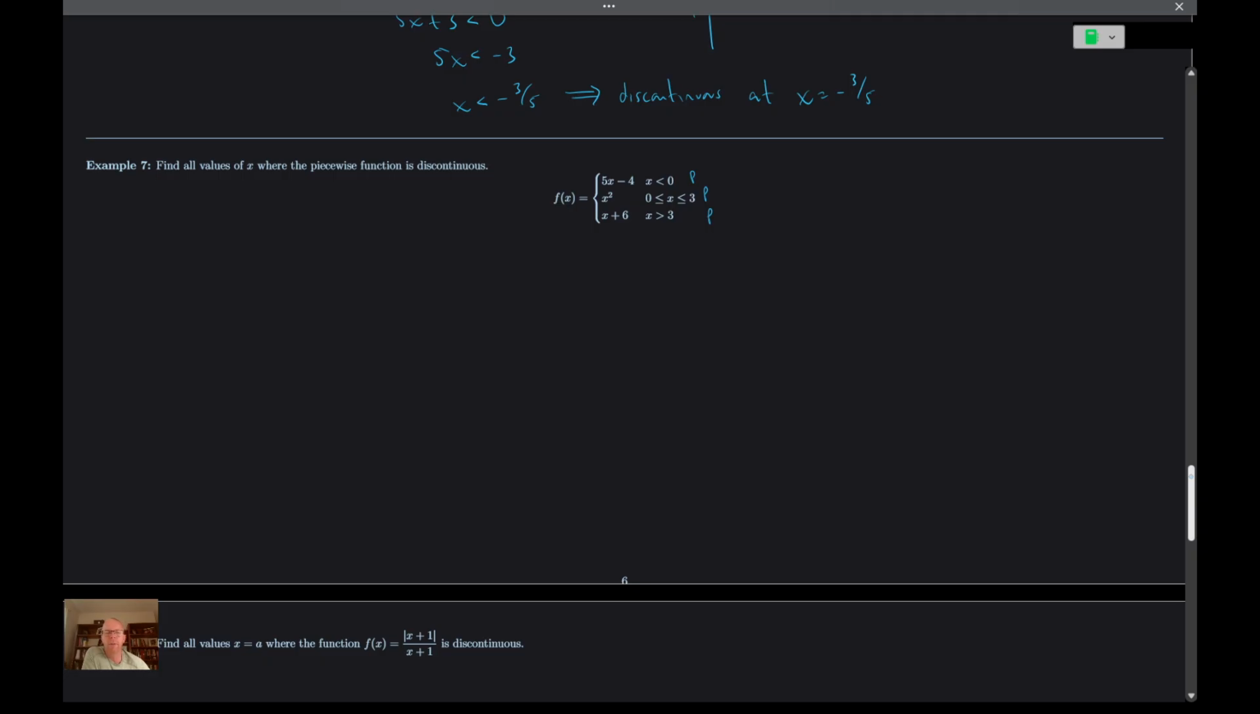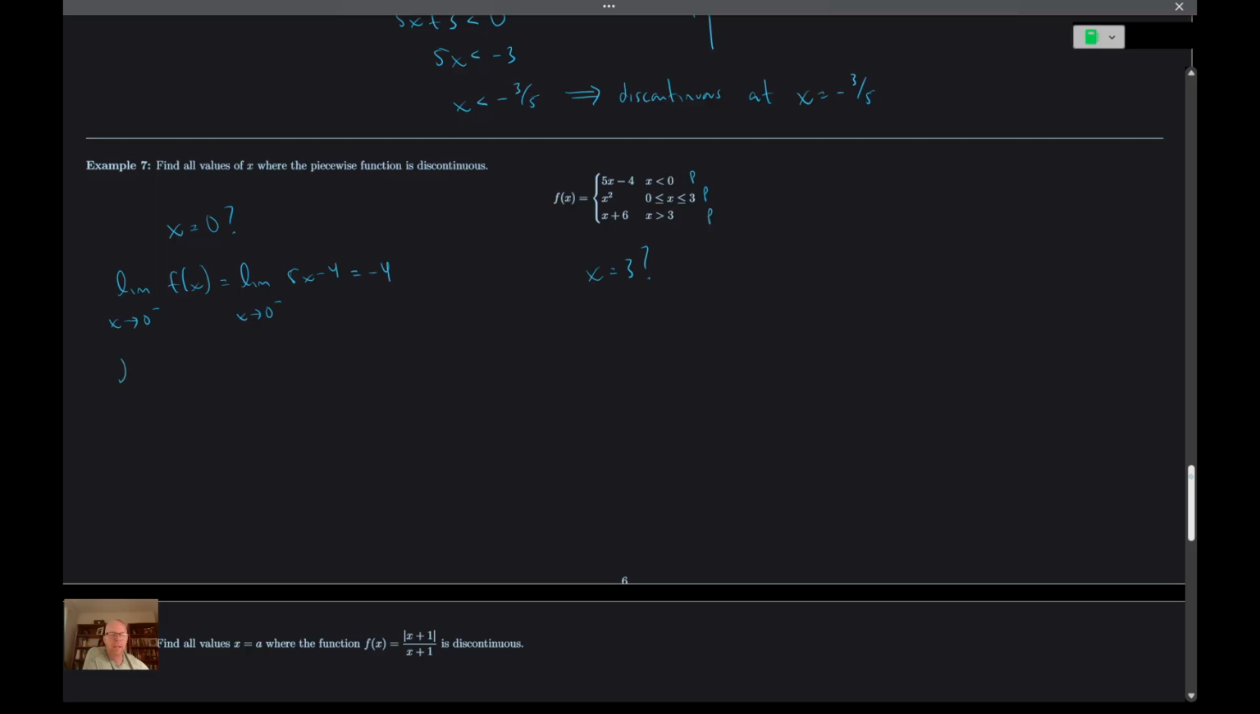The only places we have to consider are, what about x equals 0? And we'll come over here. What about x equals 3? So let's see, what is the limit as x approaches 0 from the left? When we're on the left of 0, we are less than 0, so we are looking at this function. The limit as x approaches 0 from the left of 5x minus 4. This is a continuous function, so you can just plug in 0. You're going to get negative 4.